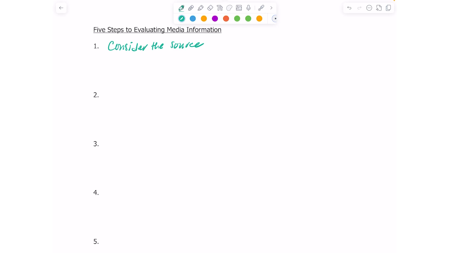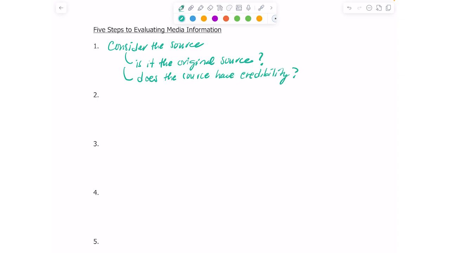Okay? So you also want to ask yourself 2 questions. Is it the original source? Or did someone manipulate it? And does the source have credibility? So in other words, can you trust the source? The second thing you want to check is always check the date. When was the information that you're reading written?